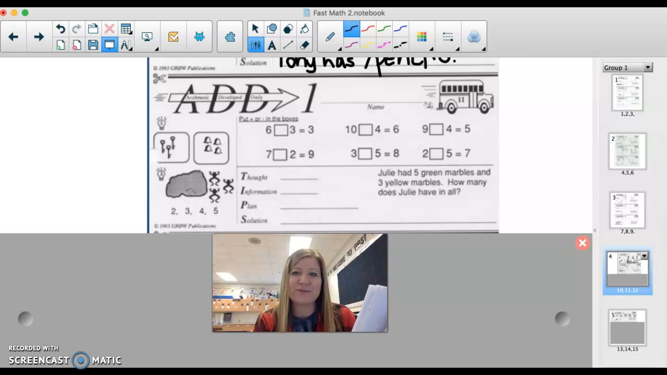All right, first graders, today we are doing number 11 for fast math. So make sure you turn to the page with the number 11 on the bus and let's get started.